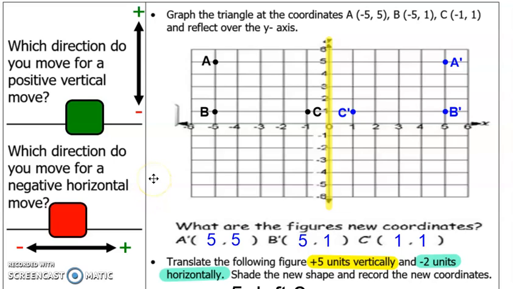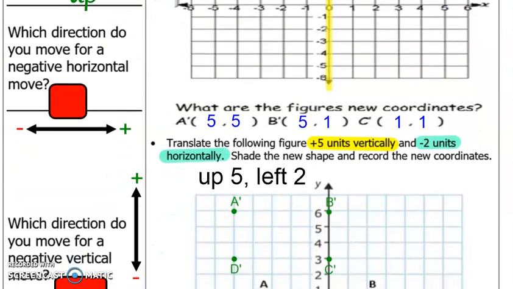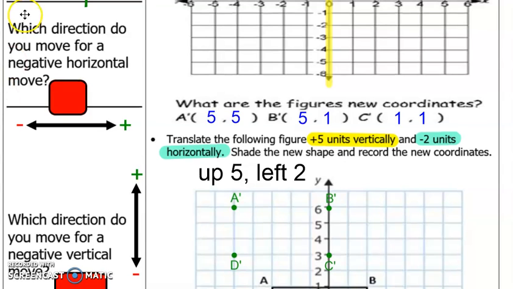In our next example, we're going to look at a translation, or a slide. Before we do that, let's talk about which direction you move for a positive vertical move. Remember that the word vertical means we're either going to go up or down. So positive is when we're going up. The next question on the left-hand side says, which direction do you move for a negative horizontal move?